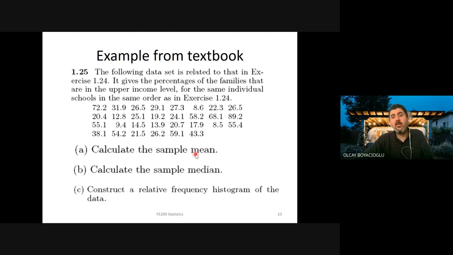Okay, the calculated sample mean. Very simple, right? Add them all up, divide by 30. Calculated sample median. Sample median is also easy. You reorder these numbers from the smallest number, which is 8.5, to the largest number, I'm guessing 89.2.